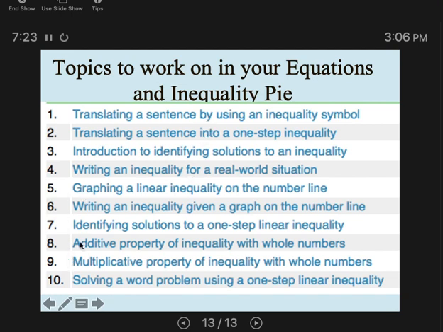Tomorrow we'll cover some of these other ones. These are all in your equations and inequality pi. So finish that assignment and then go into Alex and try to knock these out. All right, good luck today. Let me know if I can help.